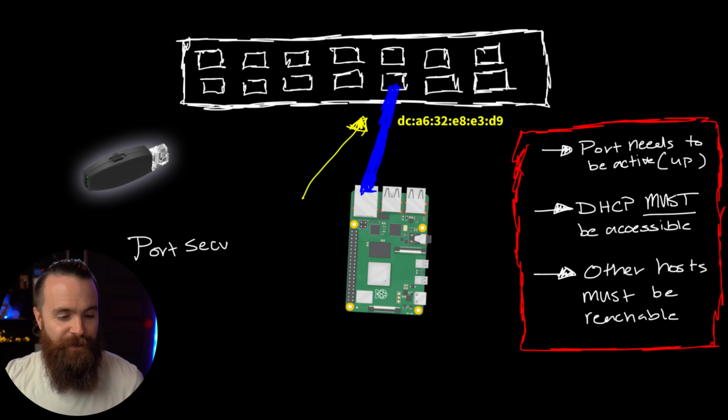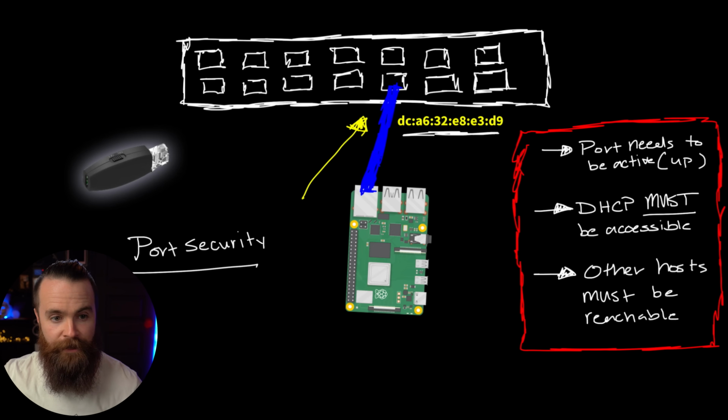Now, with port security, here's what we're gonna do. We're gonna tell that switch port that only a device with the MAC address of this one right here, ending in E3D9, only that MAC address can actually be alive and up on that switch port.